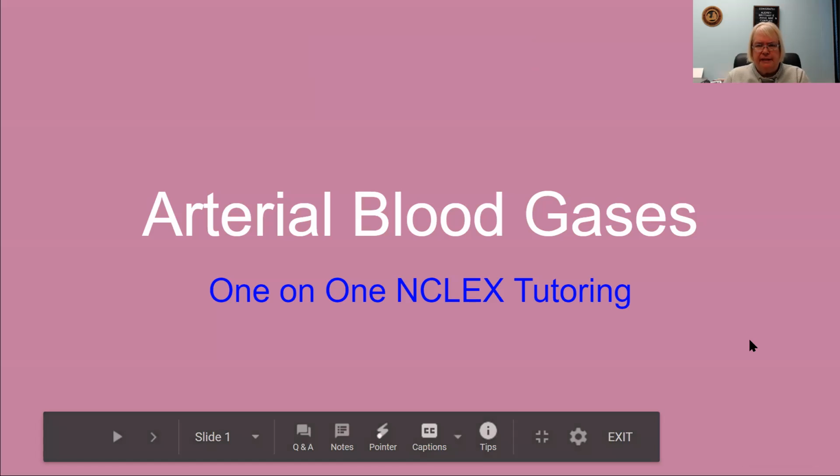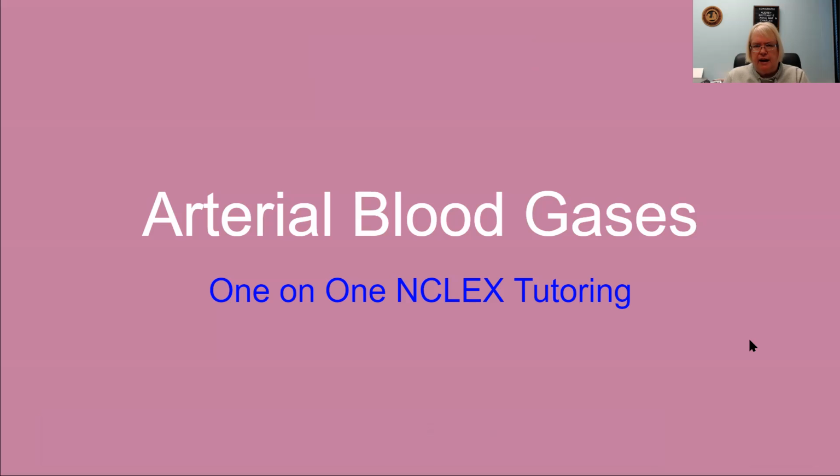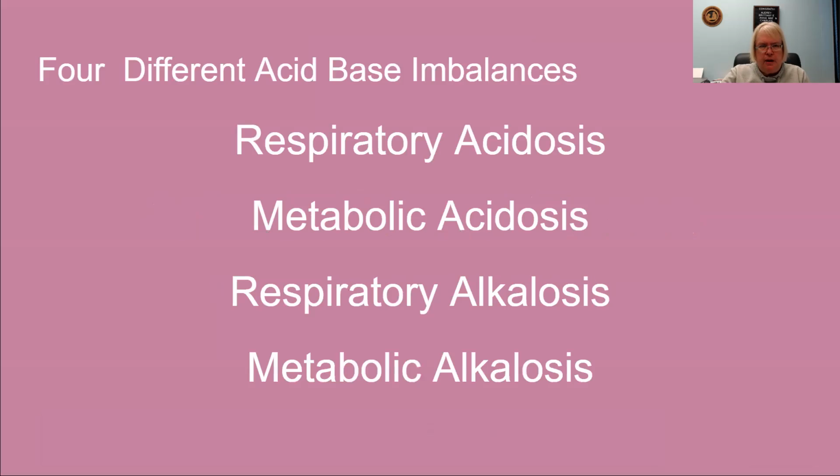So arterial blood gases here in the office and online with students is a sore spot for a lot of students. So today's lesson is one that you might need. There are 4 different types of acid-base imbalances: respiratory acidosis, metabolic acidosis, respiratory alkalosis, and metabolic alkalosis.